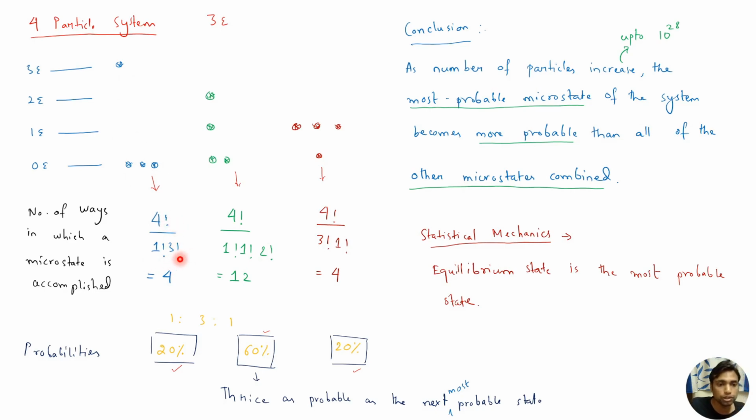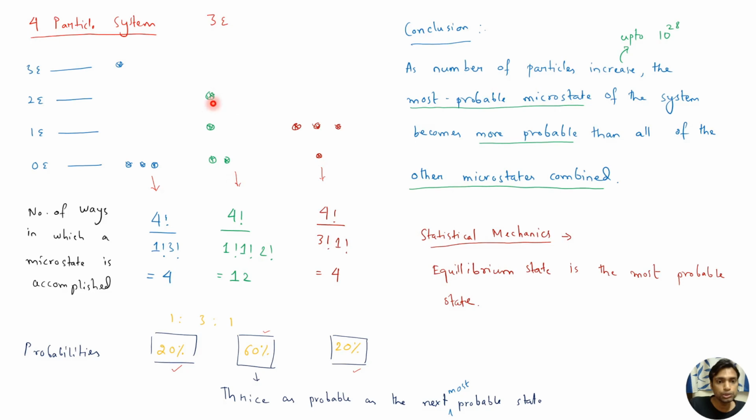If you are not able to visualize it right now, you can just learn this as a trick: the numerator will have the factorial of the total number of particles, and the denominator will have the factorials of the number of particles in each of these energy levels. At least this will help you solve the problems. There is one problem we are going to discuss today based on this concept.